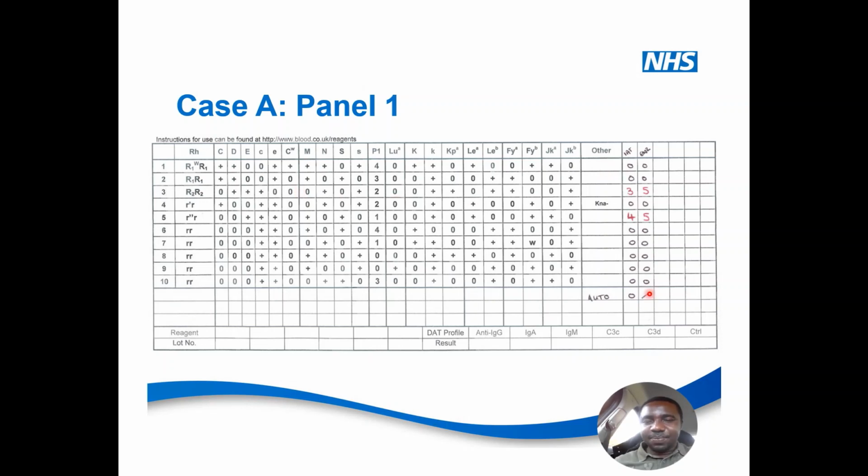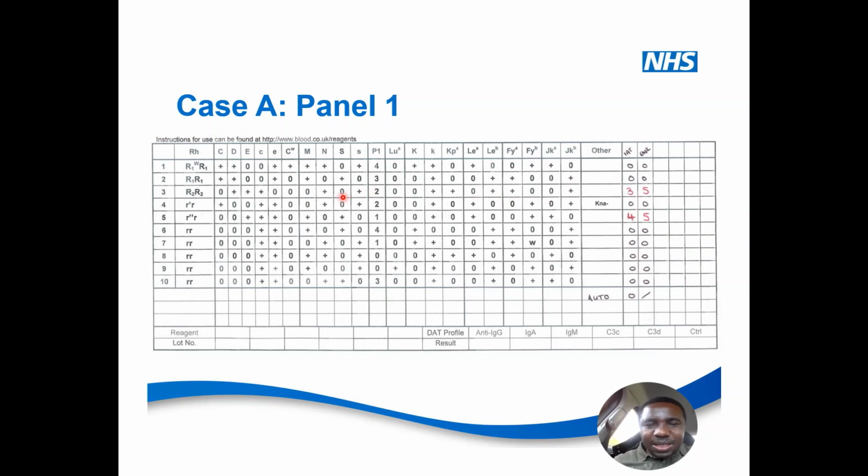You cancel M. N is positive on cell number 1. Okay, the same thing, 0 on cell number 1. You cancel N. Let's go to big S. Big S, you cannot cancel big S on cell number 1 because it's 0 and 0.